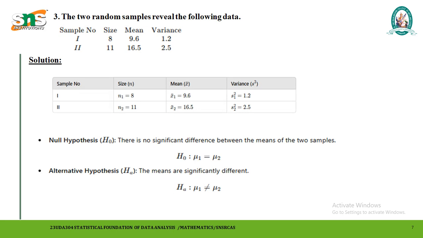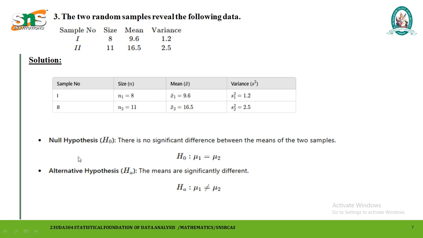And the third problem is: two random samples reveal the following data. Some data are given for the two samples and we are going to find the t-test for this. So first we are going to obtain the values which are given in the question. The first row is for sample 1. The size of sample 1 is 8, so n1 is equal to 8, and the mean value is 9.6, therefore x1 bar is equal to 9.6. The variance is 1.2, therefore s1 square is equal to 1.2. In a similar way, we are going to collect the data for sample 2.